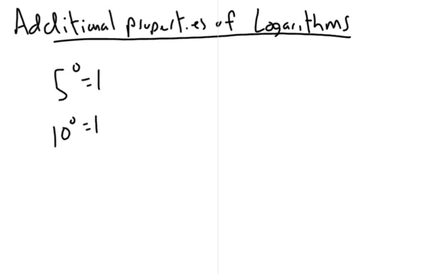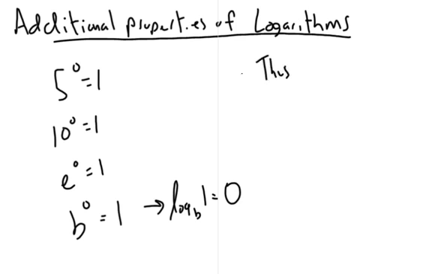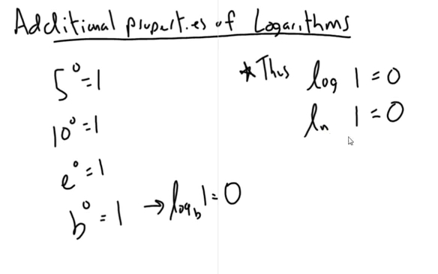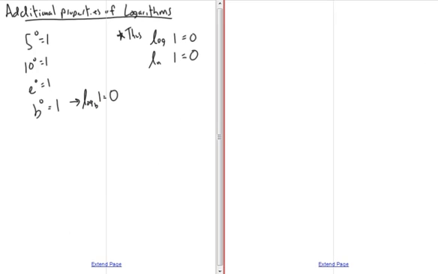So 5 to the 0, we know that's equal to 1. 10 to the 0, that's 1. E to the 0, that's 1. Anything raised to the 0 power by definition is 1. So b to the 0 is 1. If we write this as a logarithm statement, we would say log base b of 1 equals 0. So if you have log base 5 of 1, log base 10 of 1 is 0. Sorry, log of any base of 1 is equal to 0. So if you have log base e, so natural log of 1, 0. That's a good property to know.